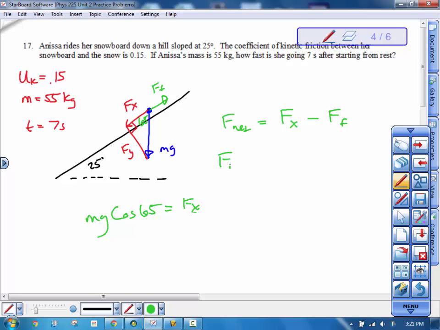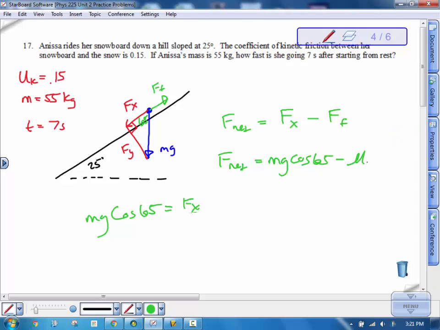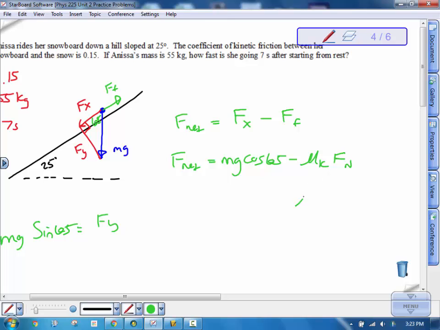So her net force is equal to mg cosine of 65 minus the friction, which is mu sub k times the normal force. But the normal force I have to find. The normal force I can find is right here. If I do sine of 65 equals opposite over hypotenuse, multiply both sides by mg, there's my normal force. So I can plug that in right here then. So I have mu sub k times mg sine of 65.